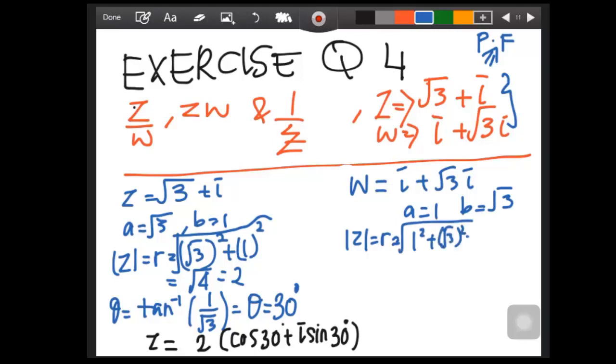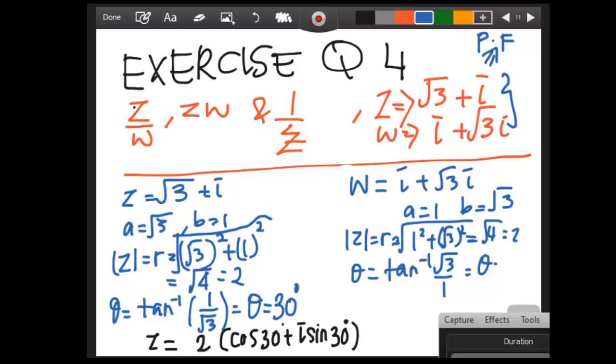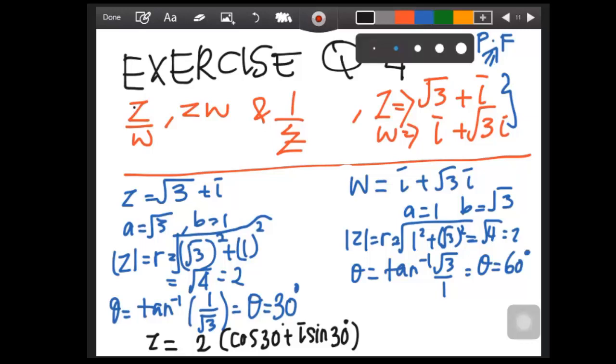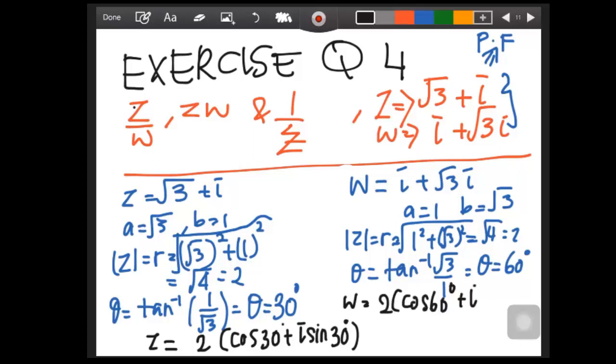So kita akan dapat 2 juga lah, 4 square root 2. So dia punya shift tangent dia adalah terbalik lah, which is shift tangent square root 3 over 1. So dia punya theta would be, so theta dia dapat 60 lah. Okay, so sama lah kita masukkan dia punya nilai. W adalah 2 cos 60 plus dengan i sin 60.